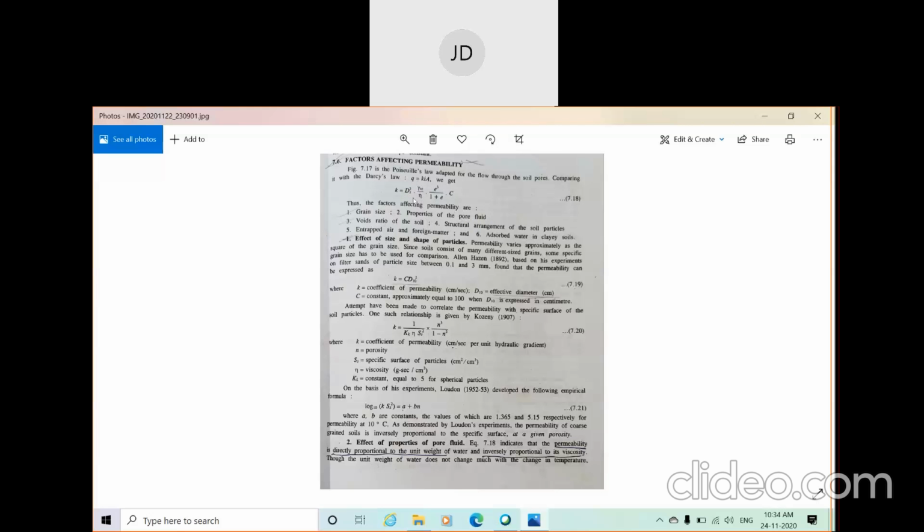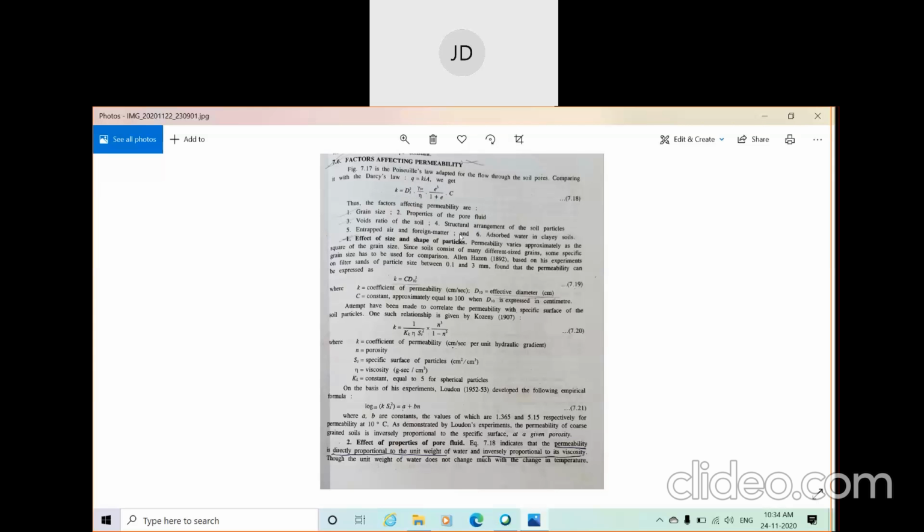So even from this formula, you can say K, that is the coefficient of permeability, is directly proportional to e cube by 1 plus e. Okay, so from this formula, you can remember at least three factors that may affect permeability, that is grain size, properties of fluid, and viscosity. Okay, so we are talking about only these three. Other things are also important. We are going to discuss them also.